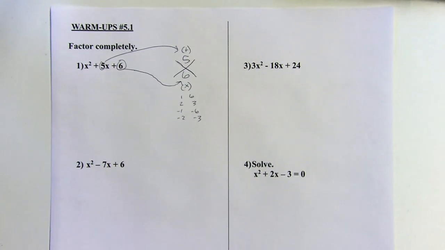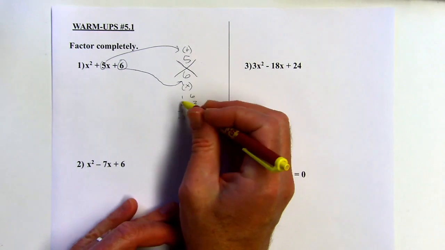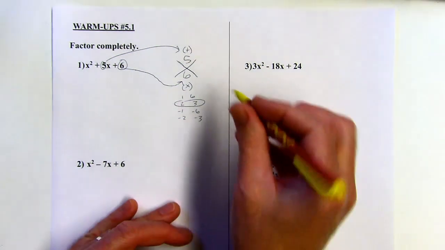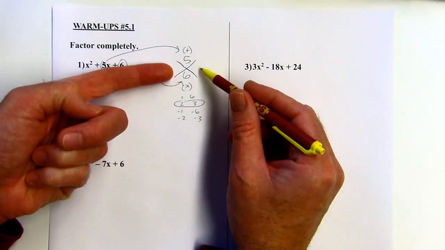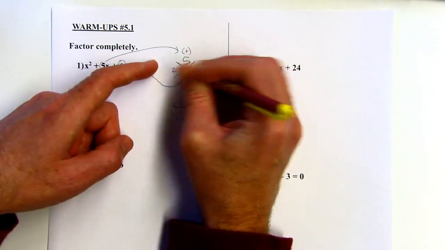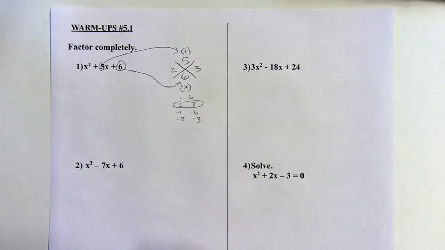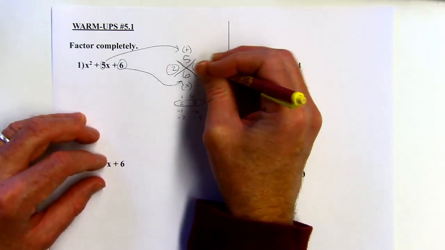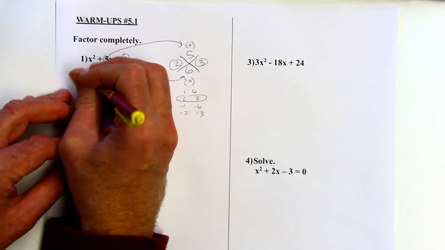And I'm looking for one of those pairs that's also going to add up to 5, and that would be this one. So the 2 and the 3 are what goes on the left and right side of this. And you could switch them. You could say 3, 2, or 2, 3. It doesn't matter. But these numbers, the solution to the diamond problem, are going to help us factor here.